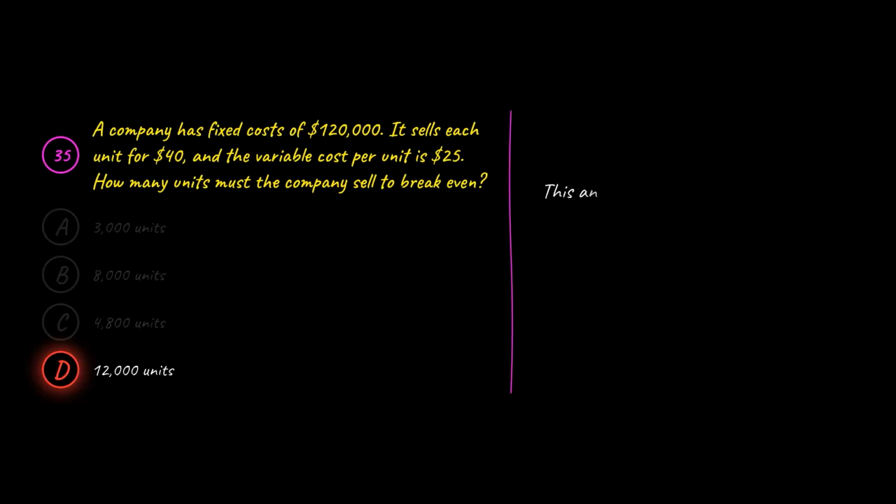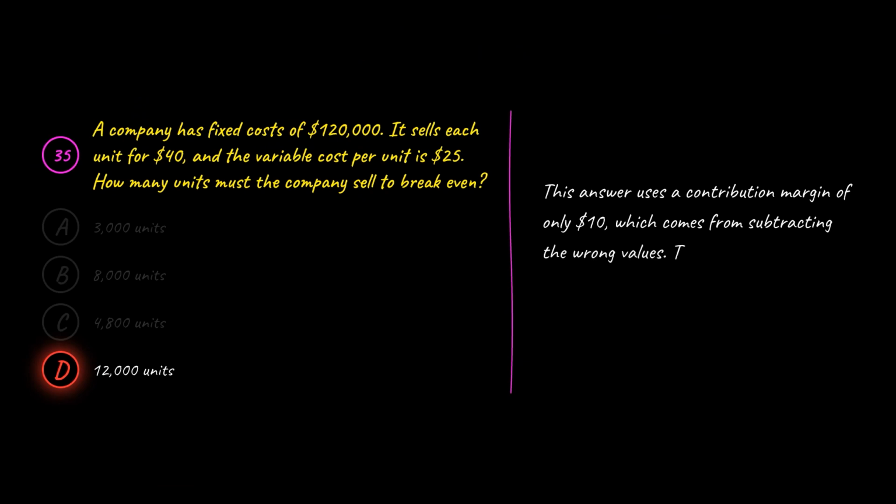D is wrong because this answer uses a contribution margin of only $10, which comes from subtracting the wrong values. The correct margin is $40 minus $25, or $15, producing 8,000 units.